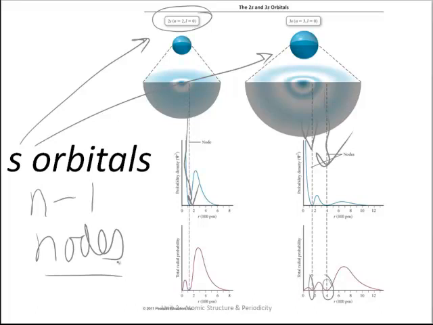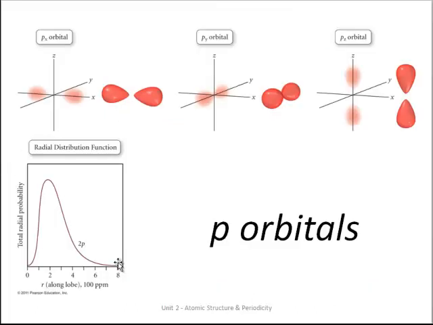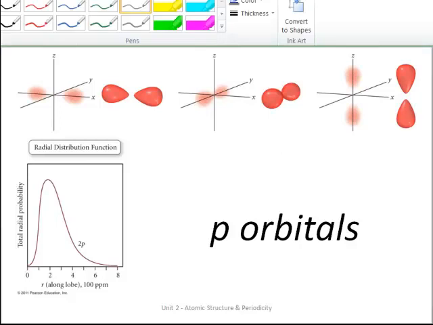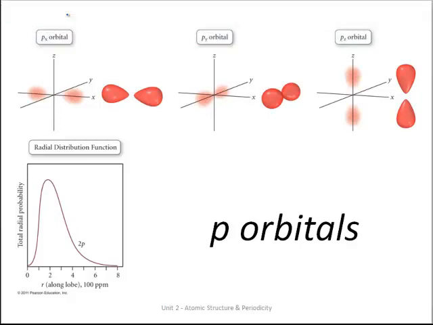If we take a look at the p orbitals, we can see that they're very different in shape. They have a very characteristic pear-like, lobe-shaped probability density. Here you can see the radial distribution plot.